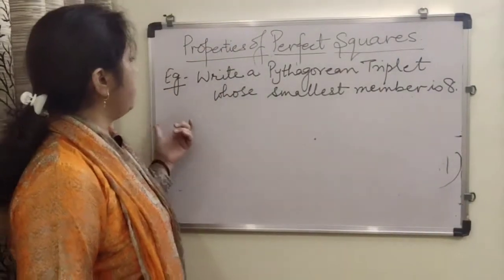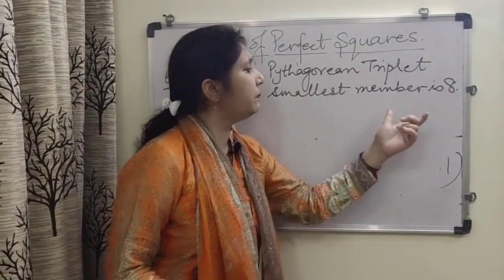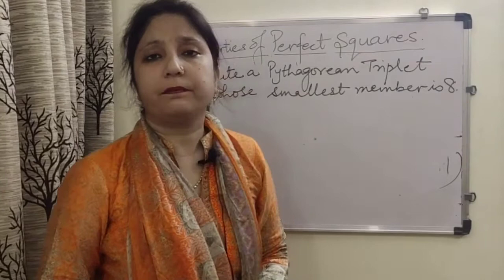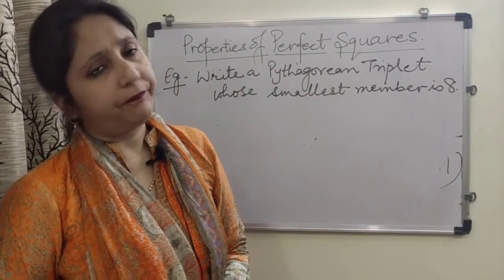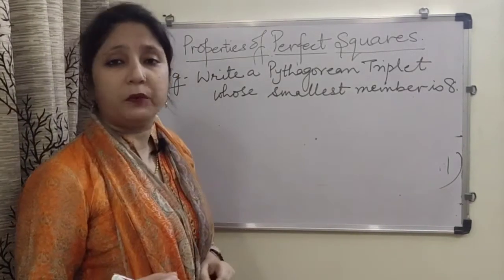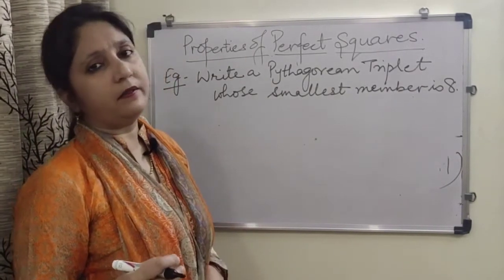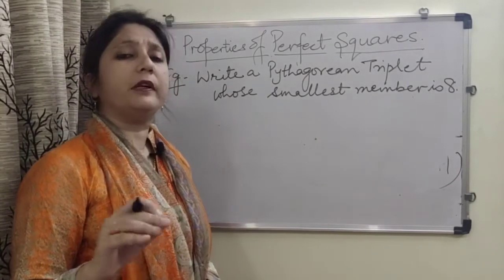Let's take an example. Write a Pythagorean triplet whose smallest member is 8. Children, we have two ways to do the same question. Again, it's up to your choice how you will do, but I'll show you the working of both.